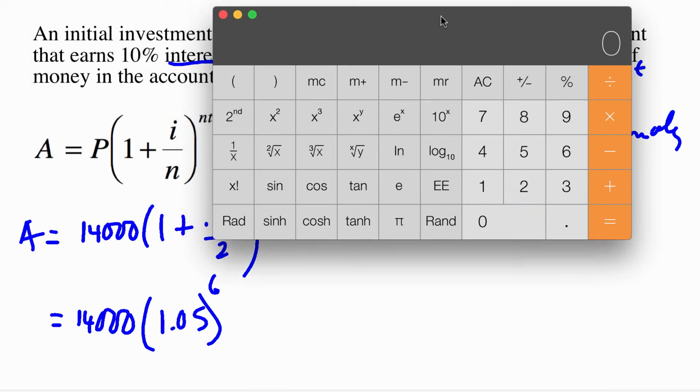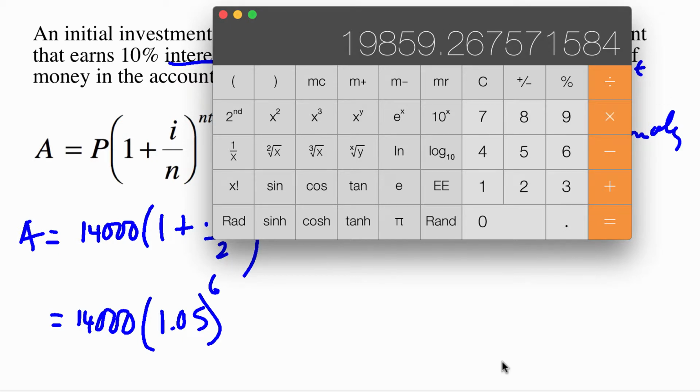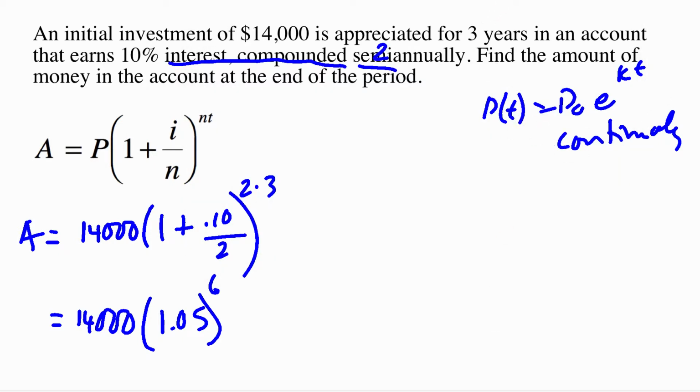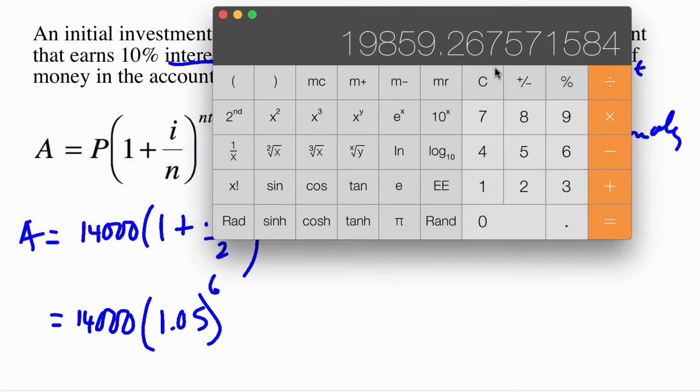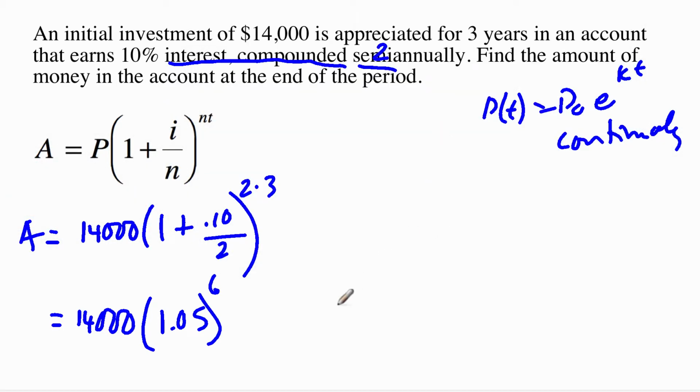So I'm just going to go 14,000 times 1.06 to the 6th equals, about 19,859. Hopefully that's correct. 19,859.